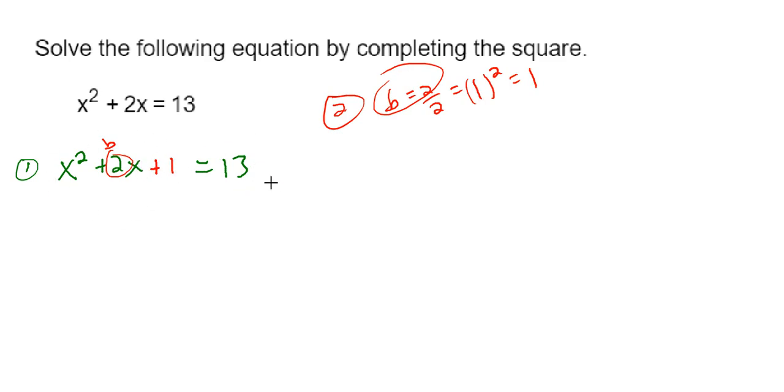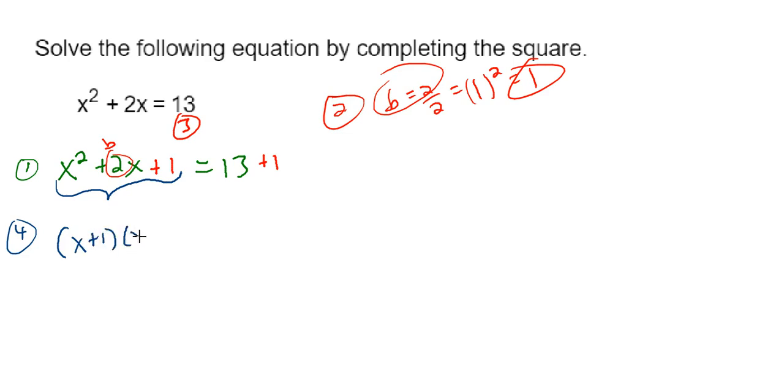If I add 1 to the left-hand side, I have to also add 1 to the right-hand side. I have to balance that out. So this was step 3, adding this number to both sides of the equation. Step 4 is to factor this as a perfect square. So how is this going to factor? Well, what two numbers multiply to 1 and add to 2? The answer is positive 1 and positive 1.